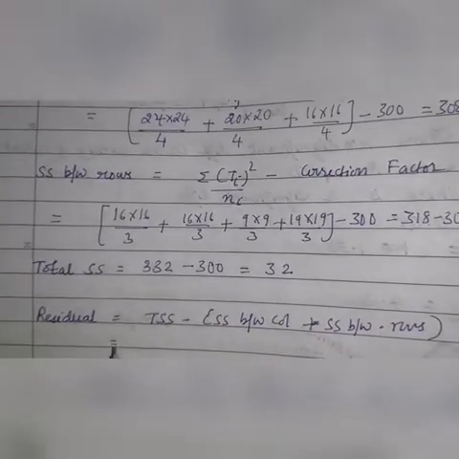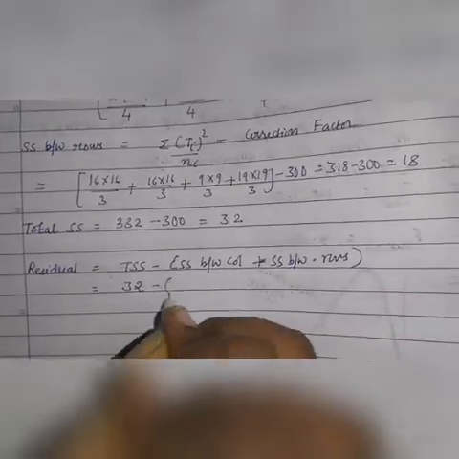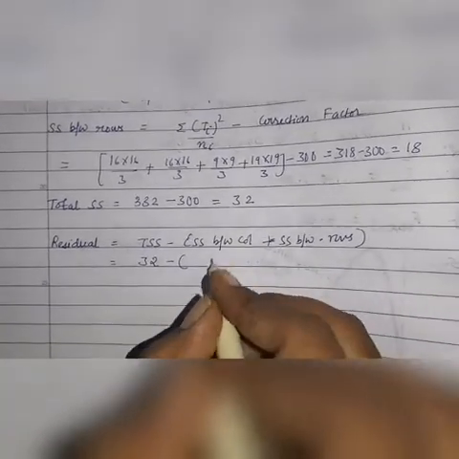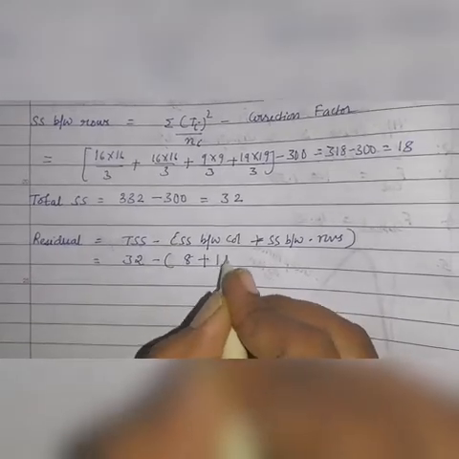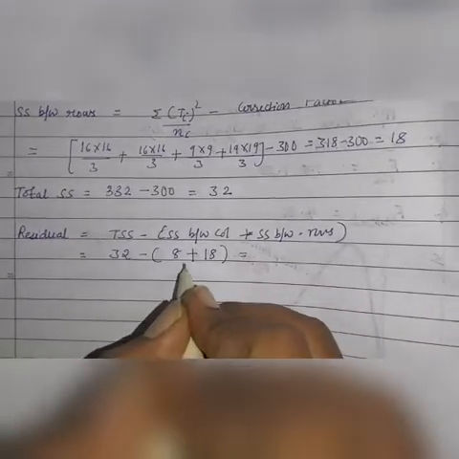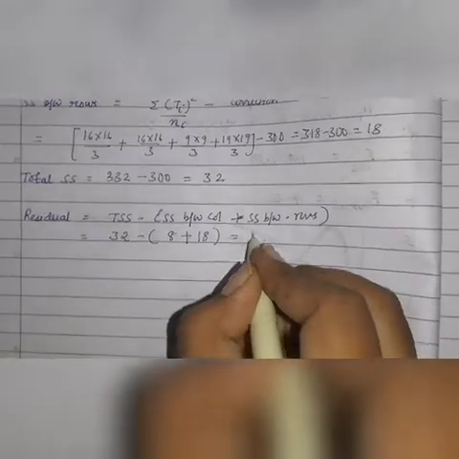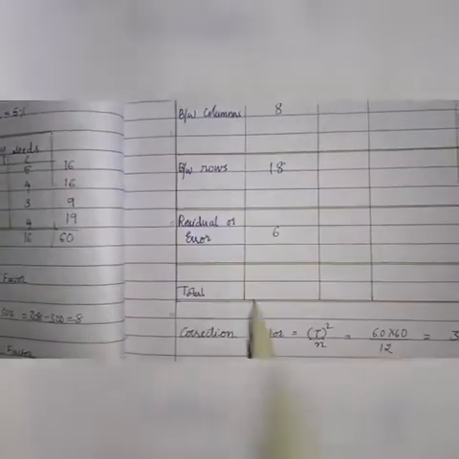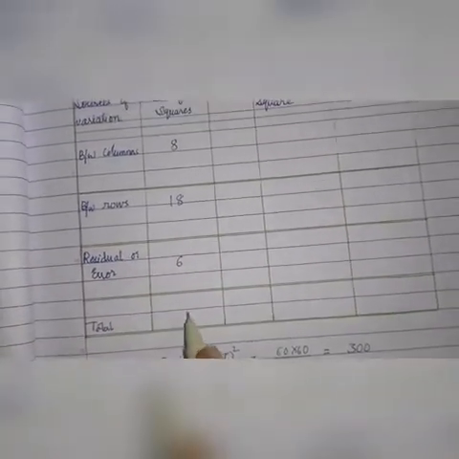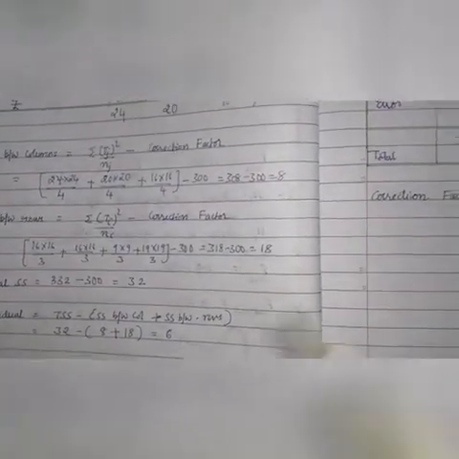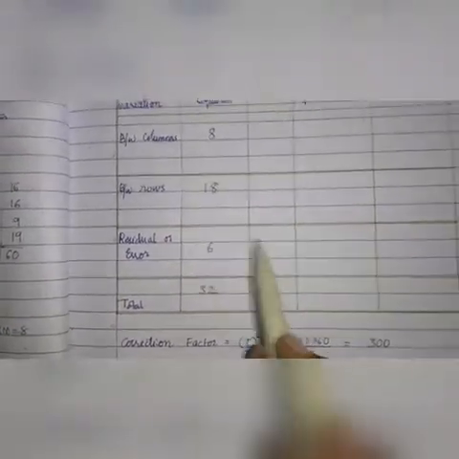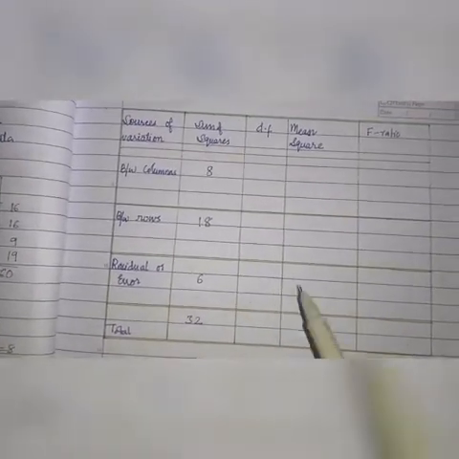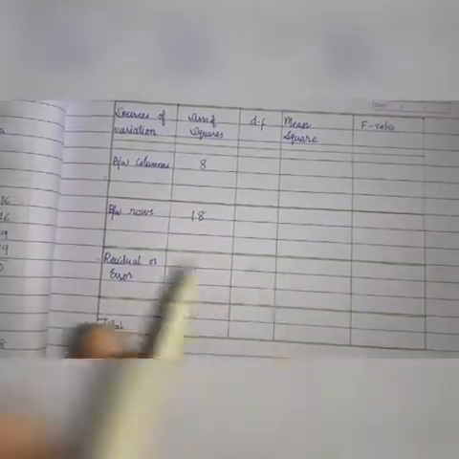Now residual is equal to total sum of squares, 32, minus the sum of squares between columns, 8, and sum of squares between rows, 18. So 32 minus 18 plus 8. So this is equal to 6. Okay, so this is 6. Now the total of all the sum of squares, 8 plus 18 plus 6, is equal to 32. Same thing, we have found the same thing. But we are finding this just for the sake of our understanding, as it will help us in solving the F ratios. Now the degrees of freedom.